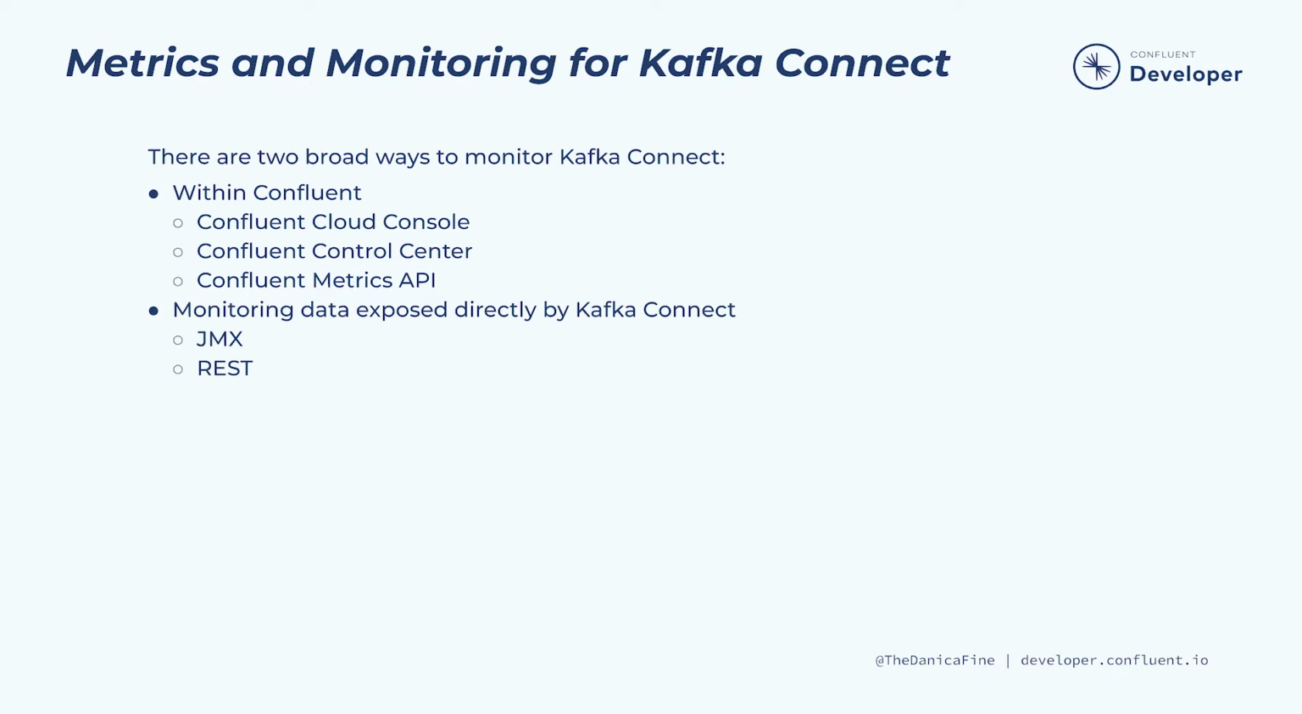Depending on how you're running Kafka Connect, there are two main ways to monitor it. Within the Confluent Kafka ecosystem, the Confluent Cloud Console and Confluent Platform Control Center are the easiest options to get started with monitoring a connector instance. The Confluent Metrics API is another option that can be used to collect metrics that may then be integrated with third-party monitoring tools such as Datadog, Dynatrace, Grafana, and Prometheus. Another option that's compatible both with Confluent Kafka and Apache Kafka is to monitor data exposed directly by Kafka Connect, such as JMX and REST.